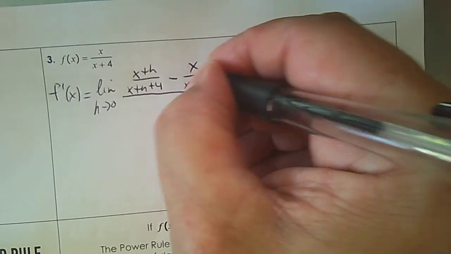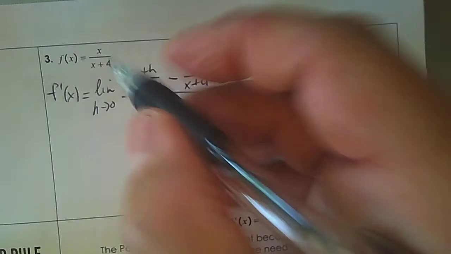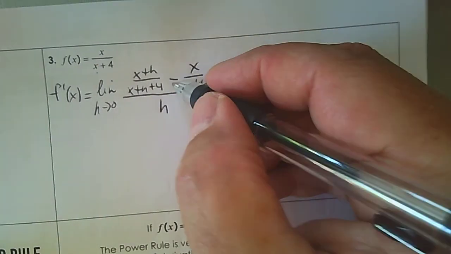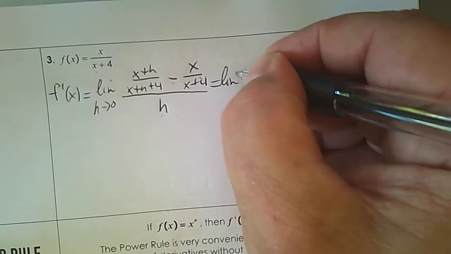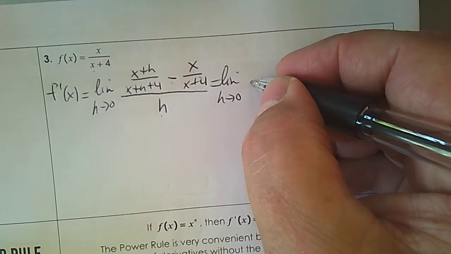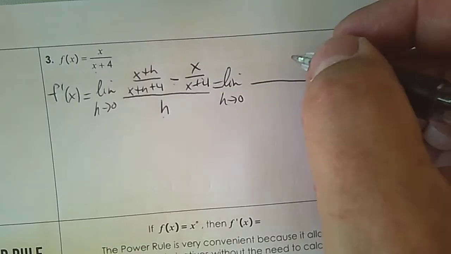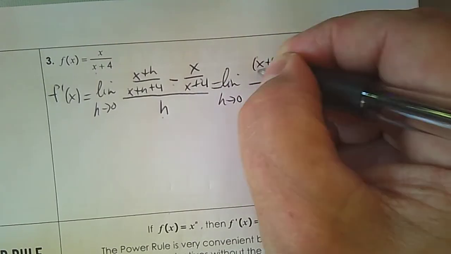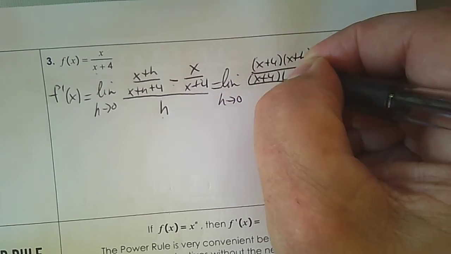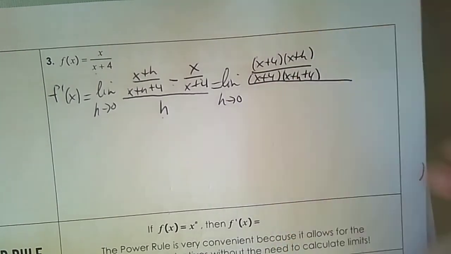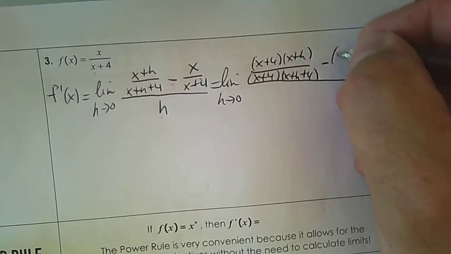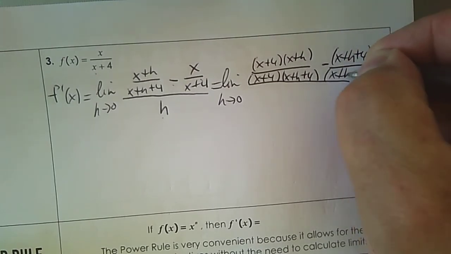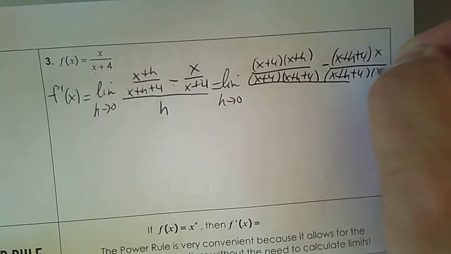I need common denominators. So I'm going to use x plus 4 and I'm going to use x plus h plus 4, top and bottom. And then I'm going to combine like terms. So I have common denominators. I do need to multiply this out.